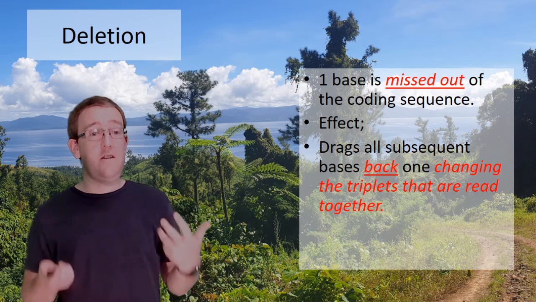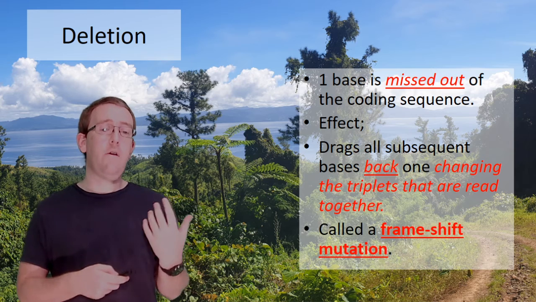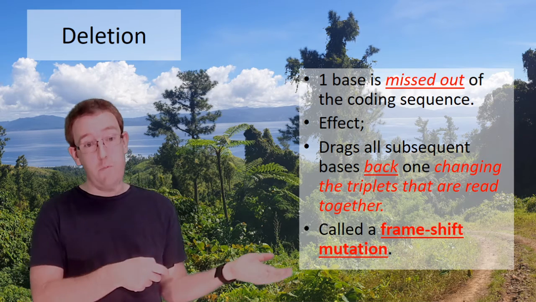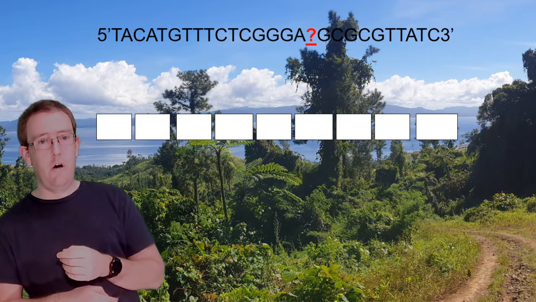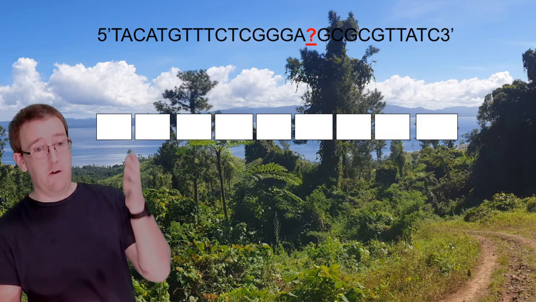So because it's changing the reading frame and the way the ribosome reads, we call it a frame shift mutation. The previous was a point, this is a frame shift. Okay, so I'll give you an example here. Look, we've got our A question mark G there, that's our deletion. So work it through, what's going to happen, pause the video, work it out now.